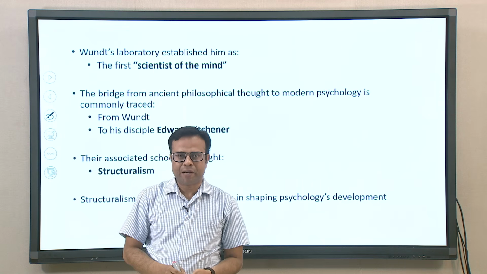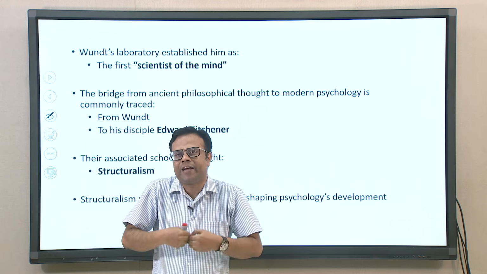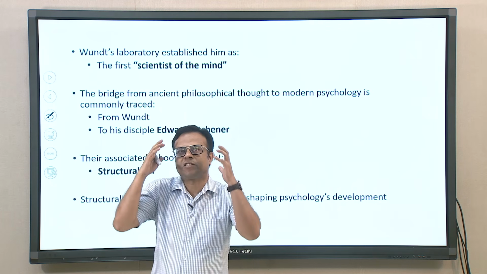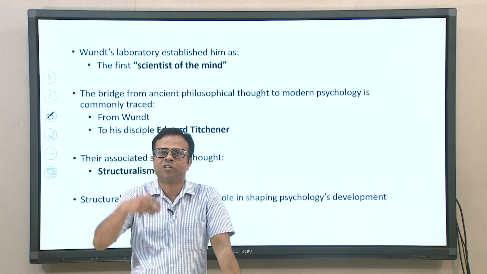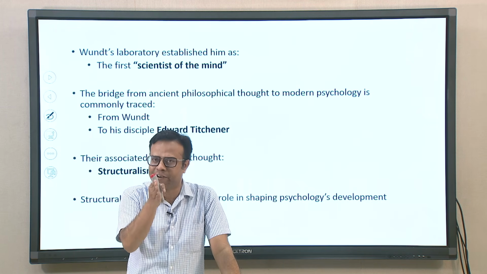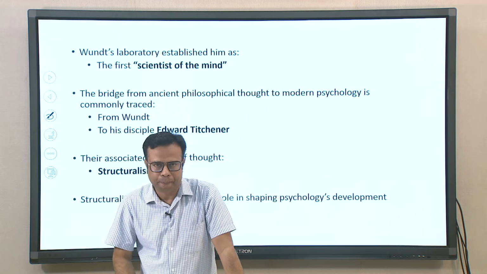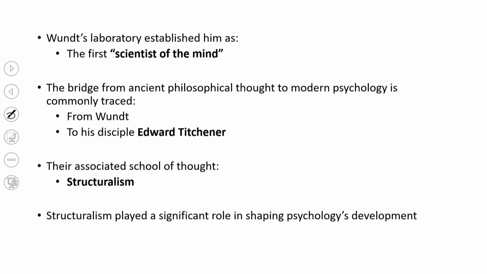So, Wundt's laboratory established him as the first scientist of the mind, because he actually did experiments in terms of understanding the human mind. He was not just doing philosophical debates and discussions. He was actually in the laboratory trying to understand the mind and the content of the mind. So, the bridge from ancient philosophical thoughts to modern psychology is commonly traced from Wilhelm Wundt's research. That was the first starting point.